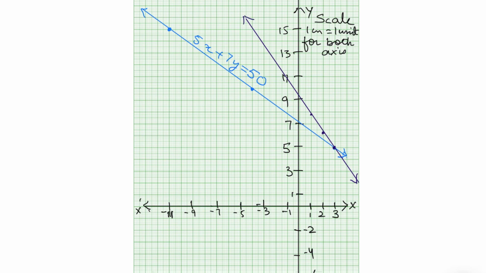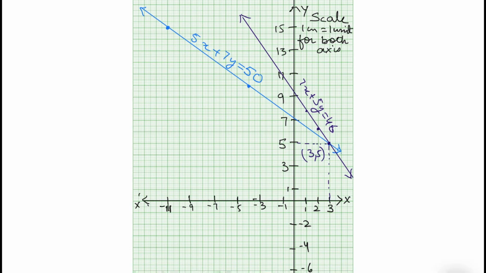So second line is 7x plus 5y is equal to 46. These are my two lines, and we know that it is intersecting at 3 and 5. Okay, so now we know the solution for this equation would be the coordinates of the intersecting point, 3 and 5. Answer for this question is 3 and 5. So x is equal to 3 and y is equal to 5. Those are the coordinates for the intersecting of these two lines.